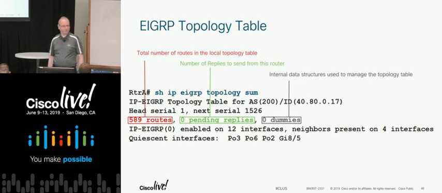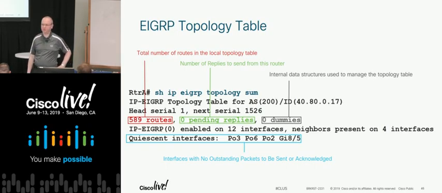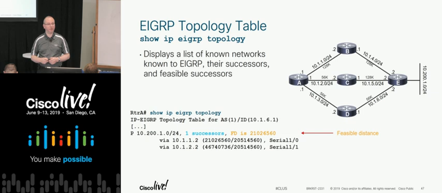You may ignore the dummies. It's just an internal structure that handles the sum of the topology entries that we need to maintain. Also, the quiescent interfaces are those interfaces where there are no outstanding packets to be sent or received. In a stable network, all your EIGRP-enabled interfaces should be here. Again, if some is missing, there's some kind of communication going on. For more details, you typically do show ip eigrp topology, and as you know, you will get a list of all networks and their details there.